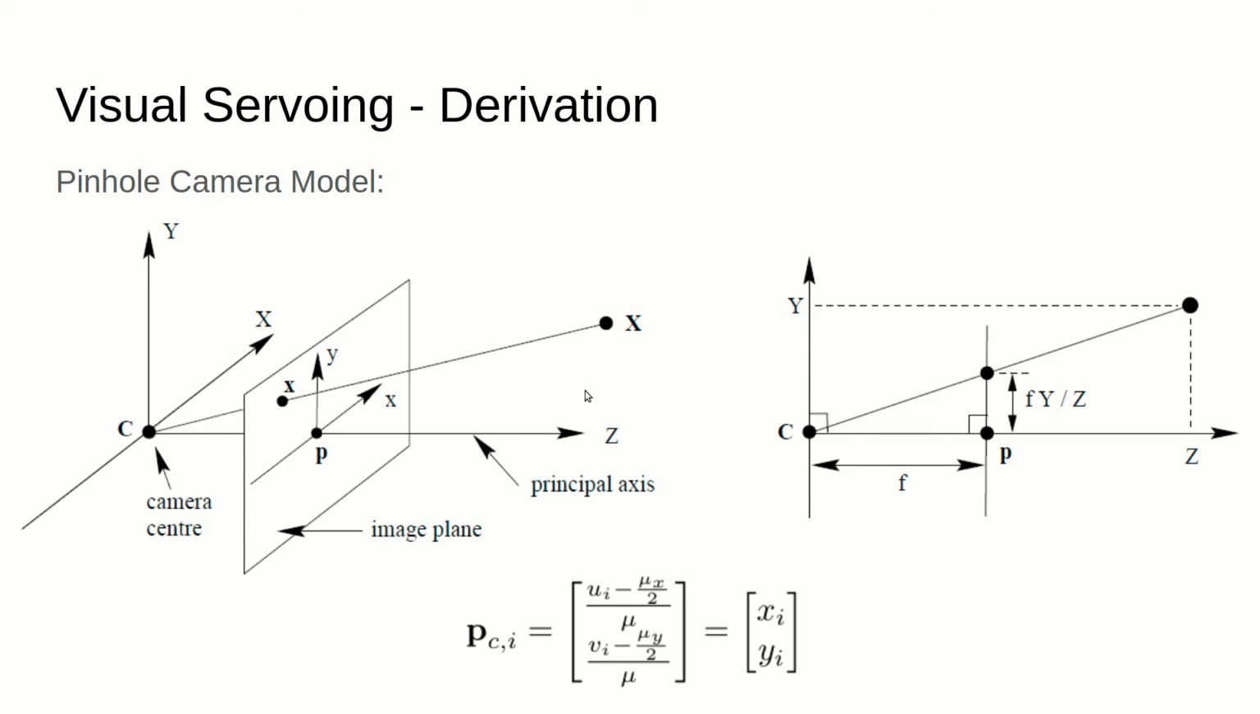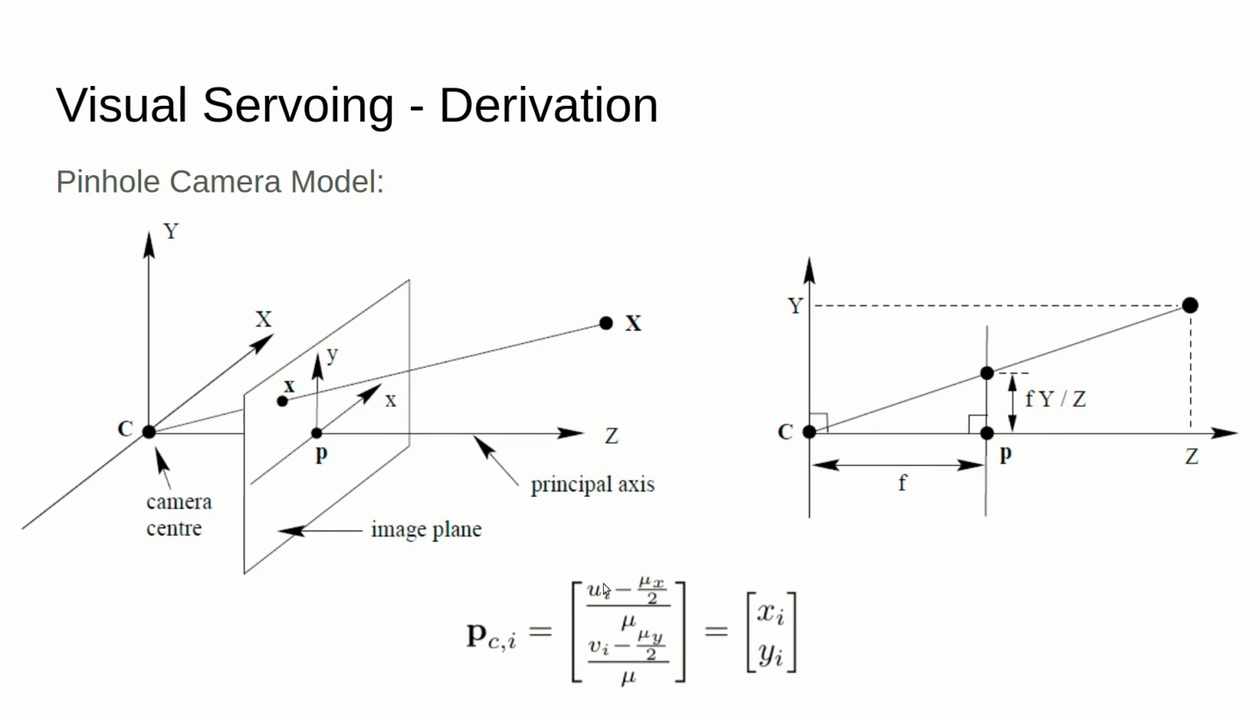Visual servoing makes the assumption that you use a pinhole camera model typically, and the idea is that an object in your camera or in your image is going to be just a projection of that object onto a plane that is the distance of the focal length away from your camera center. And this is a continuous space, as you can see, whereas before it was a discrete space.